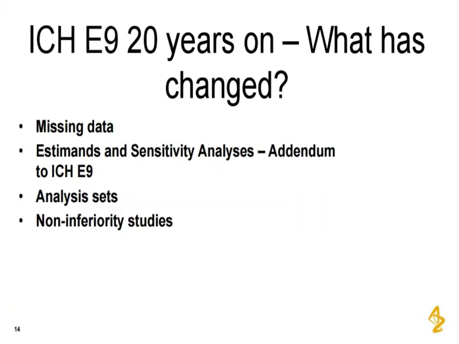Okay, so now here we are, 20 years on or more, as it were. What has changed? Well, I mentioned one big topic, that of missing data, and I'll go into some details about that and how that topic led to the addendum being written and this new terminology about Estimands. I'll talk about the relevance of that to analysis sets, and then I'll also talk about non-inferiority studies that back in 1998 were only just starting.